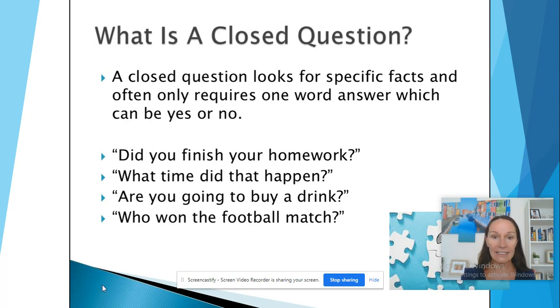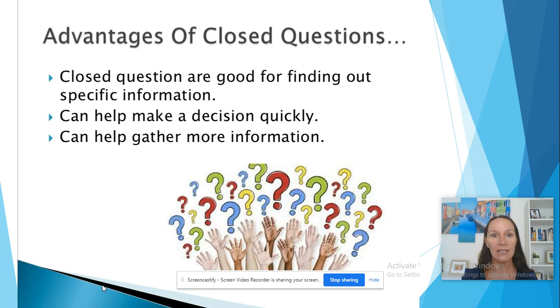And it is good when you're doing an interview to have a mixture of open and closed questions, because the advantages of closed questions are that they're good for finding out specific information, as we just saw on the slide before. They can help you make your decision quickly, and they can help you gather more information.